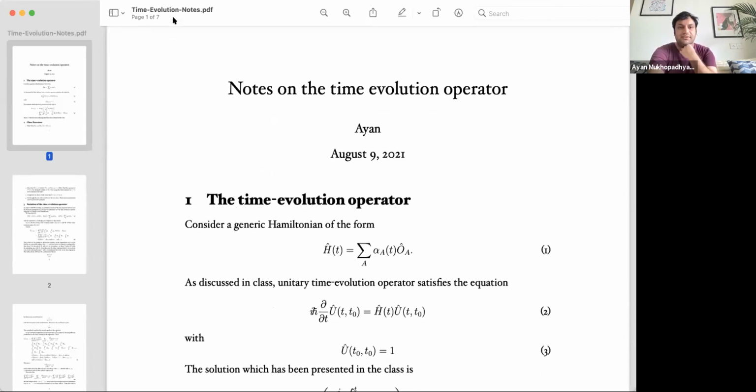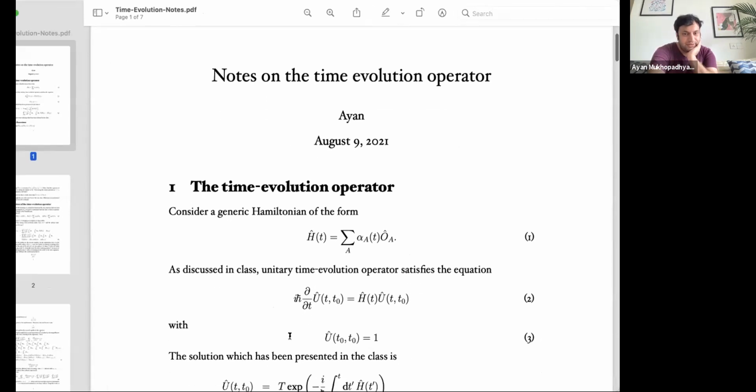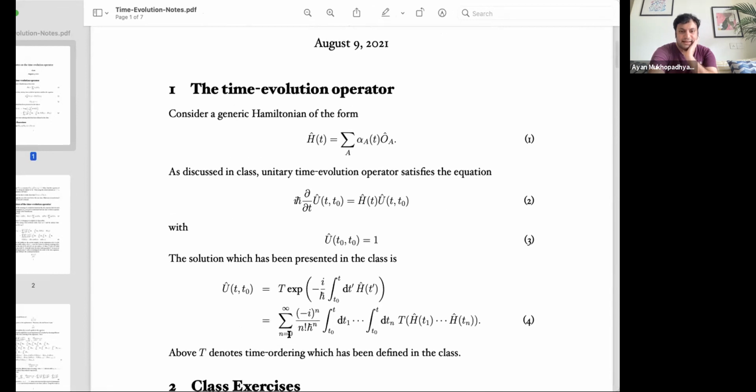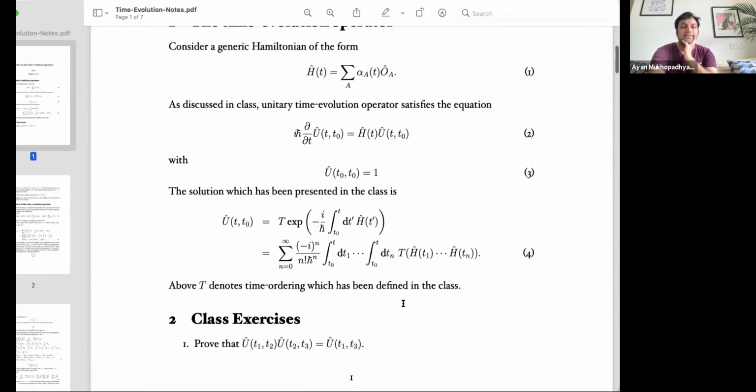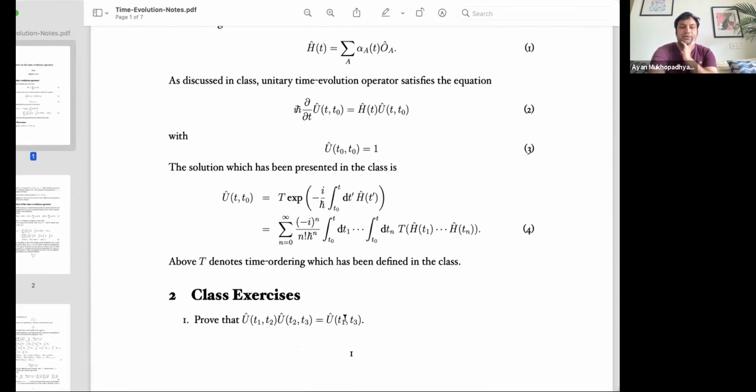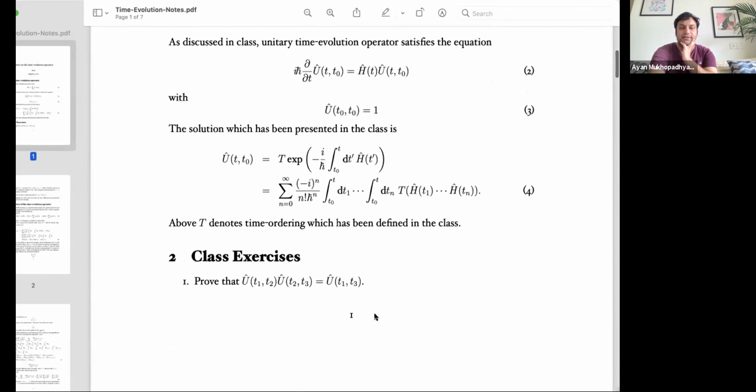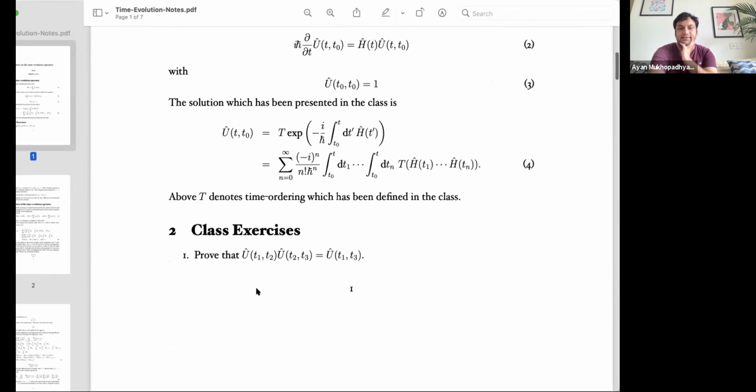Okay, so let's start with the notes that I sent you. I hope that at least up to equation 4 everybody is fine. The derivation was given last time. Now about this exercise, how many people were able to do it? It's actually just 2 lines, nothing much here.